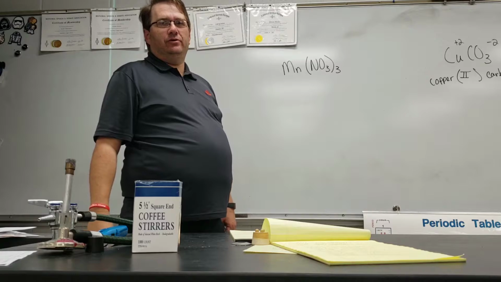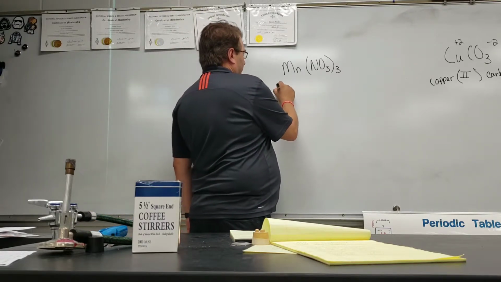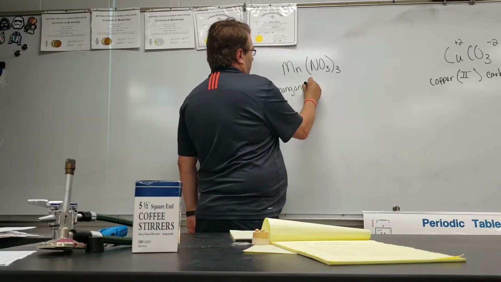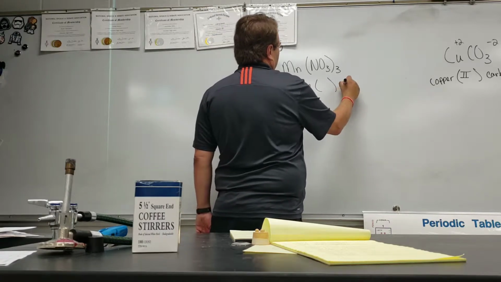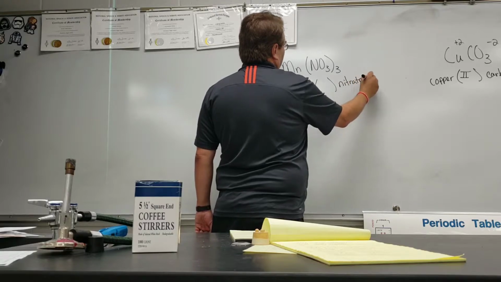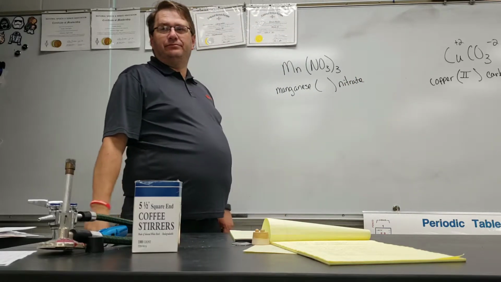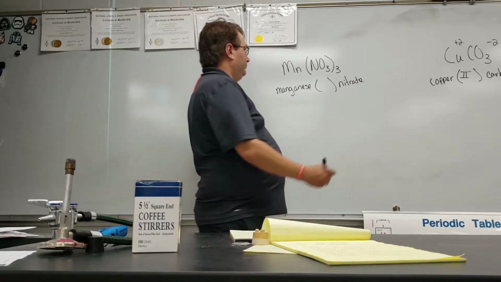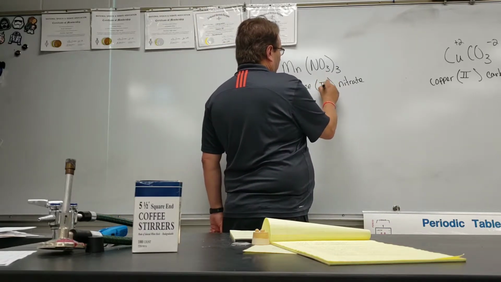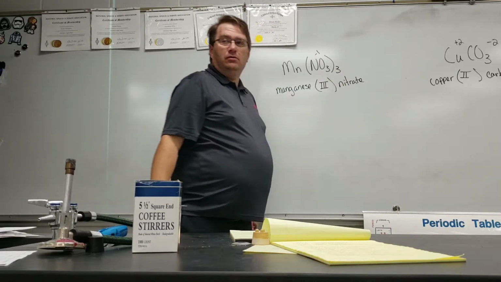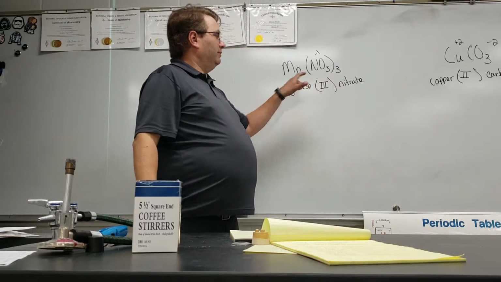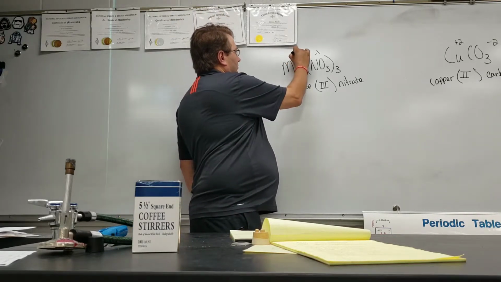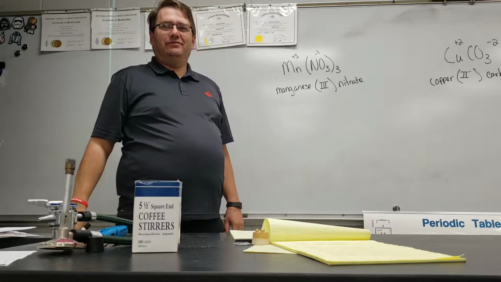Manganese nitrate. What is it? It is 3. How did you get that? NO3 is -1, and there's 3 of them, so it's going to be positive 3. Okay, makes sense. So what if you get a negative? You have to have positive.